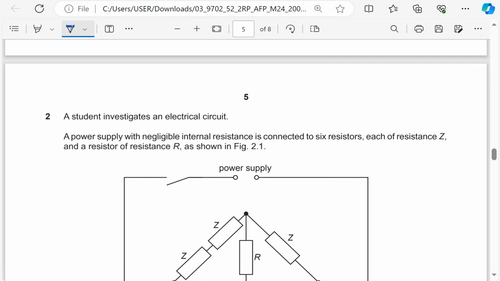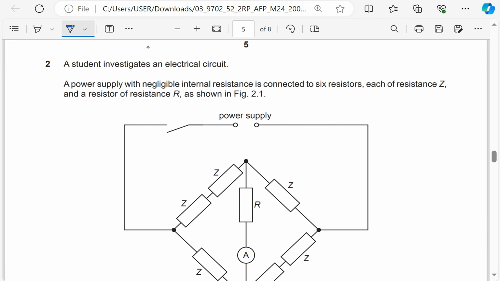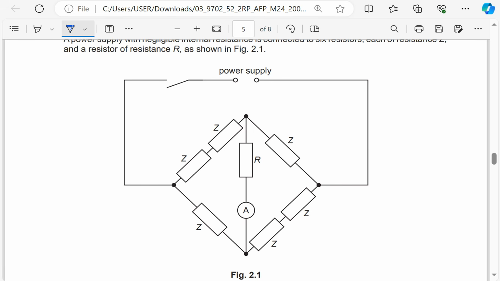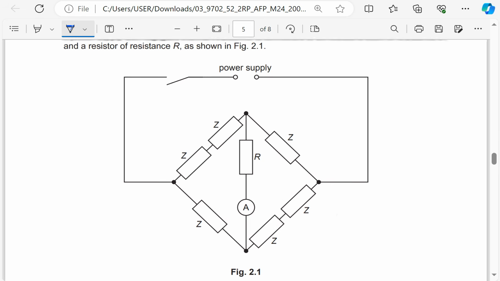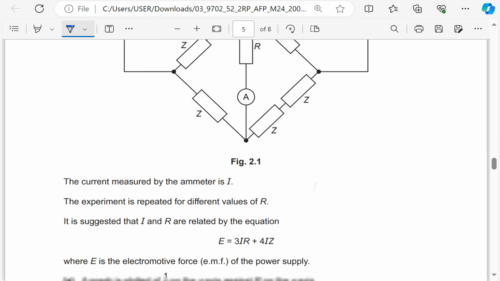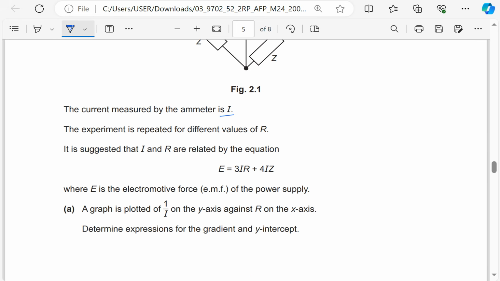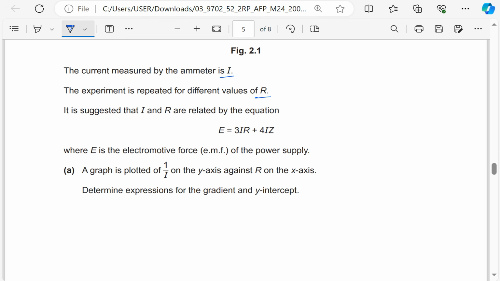The student investigates an electrical circuit. A power supply with negligible internal resistance is connected to 6 resistors, each of resistance Z, and a resistor of resistance R as shown. So that is the diagram. The current measured by the ammeter is I. The experiment is repeated for different values of R. It is suggested that I and R are related by this equation.